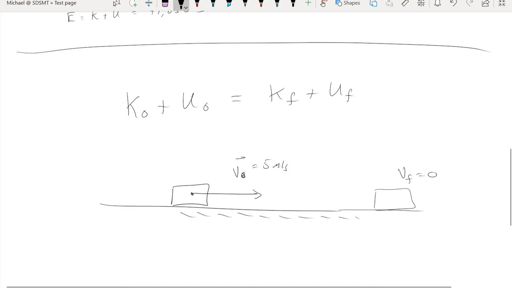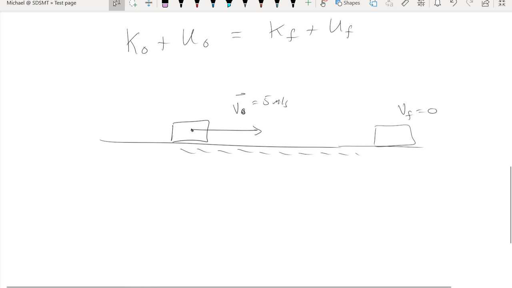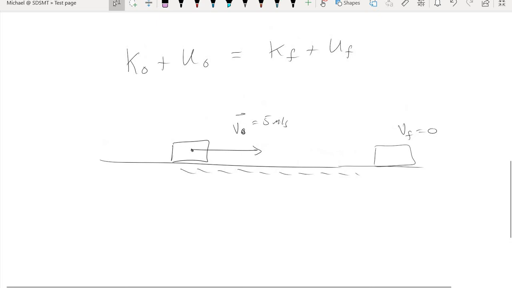So V final is 0. We're sliding over a flat horizontal tabletop. So what does that mean in terms of any changes in potential energy for the system? There are no springs, so we don't have to worry about spring potential. That means we only have to worry about gravity potential. But the height at the initial location is the same as the height at the final location. So what happens when I have two of the same terms on either side of the equation? Well, they're equal, and so they're going to cancel out.